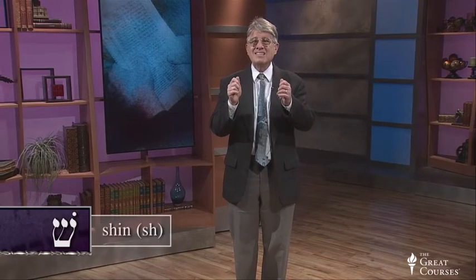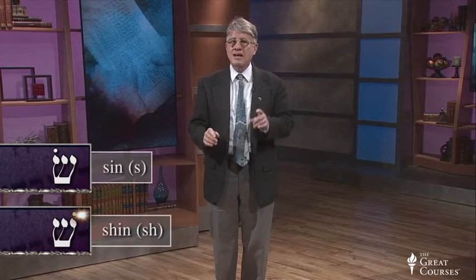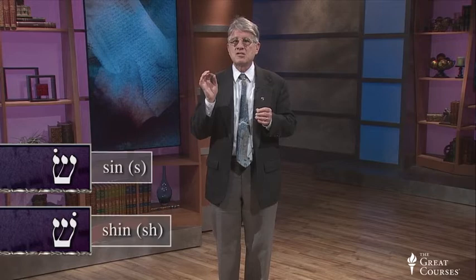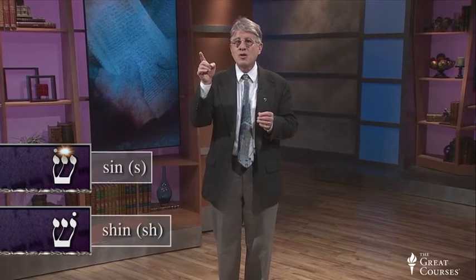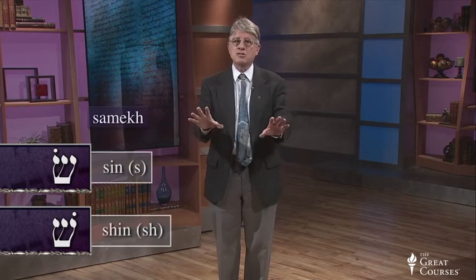But shin and sin are different. Shin, with a dot at the upper right of the letter, is sh. And sin, with a dot at the upper left, is an S sound. Nowadays it's pronounced just like a samach. Early in the history of the language, shin and sin were 2 completely different consonants, and they really still are, except the same symbol represents both of them.